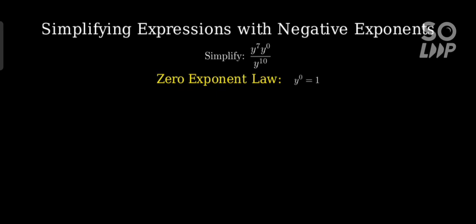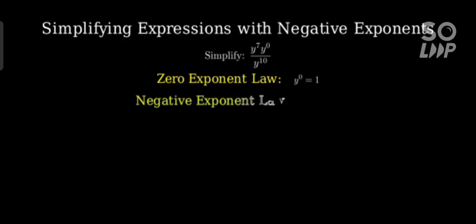Second, the negative exponent law tells us that a negative exponent means we can rewrite the expression as 1 over the base with a positive exponent. For example, y to the negative n equals 1 over y to the n. Now, let's solve our problem step by step. First, let's apply the zero exponent law. Since y to the 0 equals 1, we can replace y to the 0 with 1.